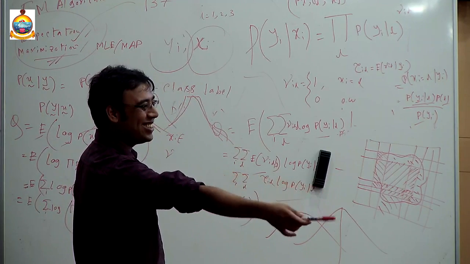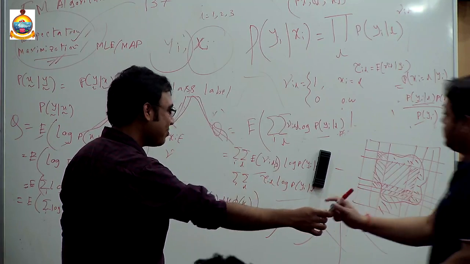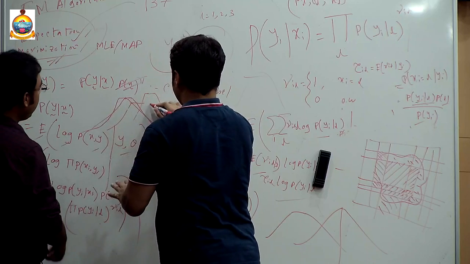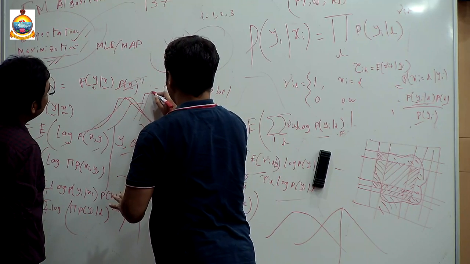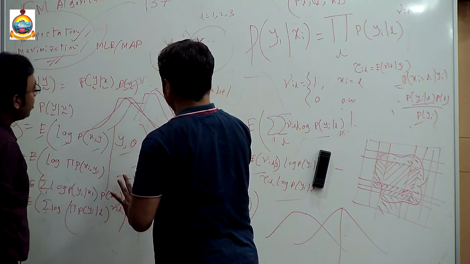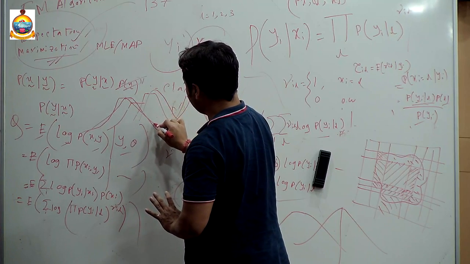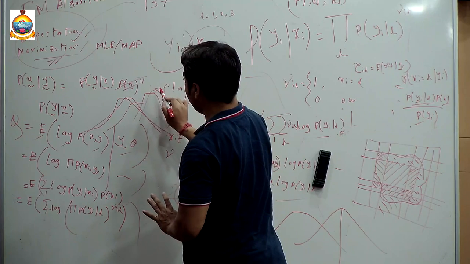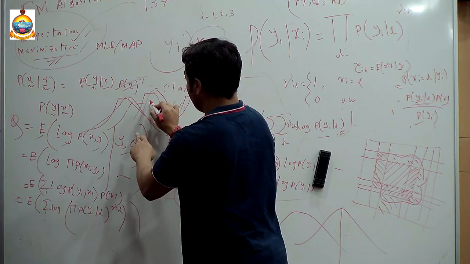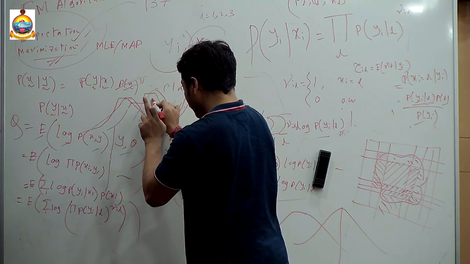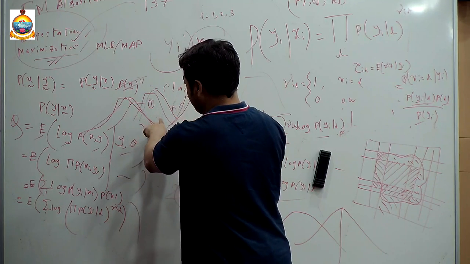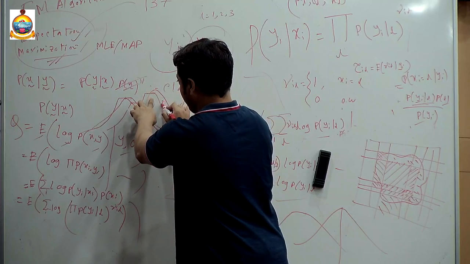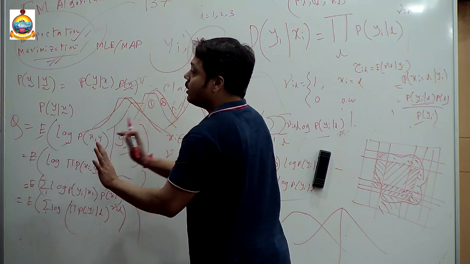So the question is, suppose there is one distribution here, and some point is here. According to you, if it is in some flat part, you are going to assign it to group 1. Yeah, definitely. But what I am saying is that this point's PDF is more than this, so I will put it in group 2. That is my question.